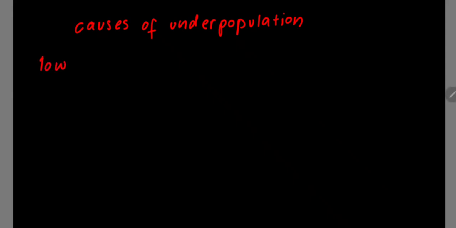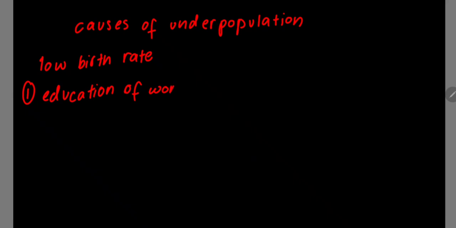Now let's talk about the causes of underpopulation. With underpopulation, there's going to be low birth rate, high death rate. So there's going to be a natural decrease. What causes low birth rate is the education of women. As I said earlier, the more educated a woman is, the less likely she is to have a lot of children. Again, it's all her choice.